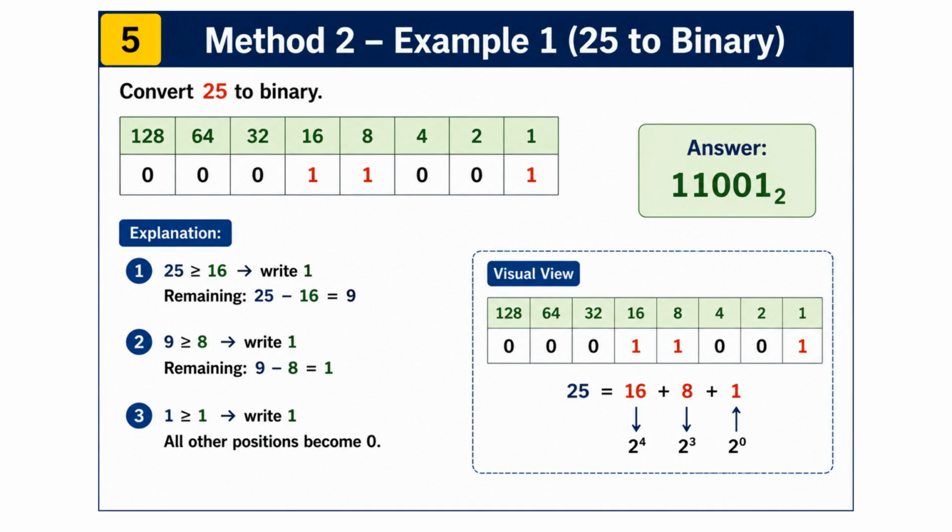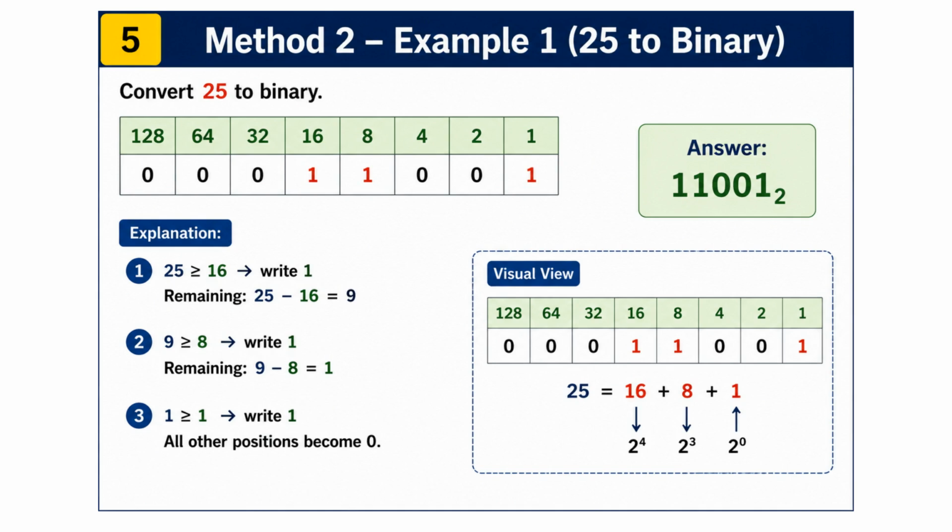The remaining place values, 128, 64, 32, 4, and 2, are not used. So, we write 0 in those positions. Now, read the binary digits from left to right. We get 0, 0, 0, 1, 1, 0, 0, 1. Ignoring the leading zeros, the binary answer is 11001.